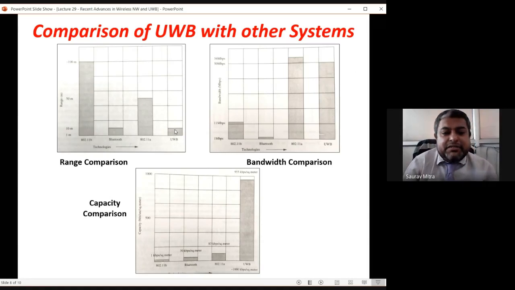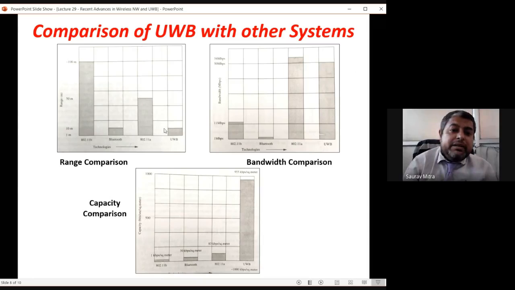So what is the advantage of ultra wideband that we can find here? Ultra wideband has very high bandwidth. We find here it is around 50 mbps, whereas 802.11a has a bandwidth of 54 mbps. Bluetooth has very little bandwidth, around 1 Mbps, so its data rate is very low, and 802.11b has a bandwidth of 11 Mbps.